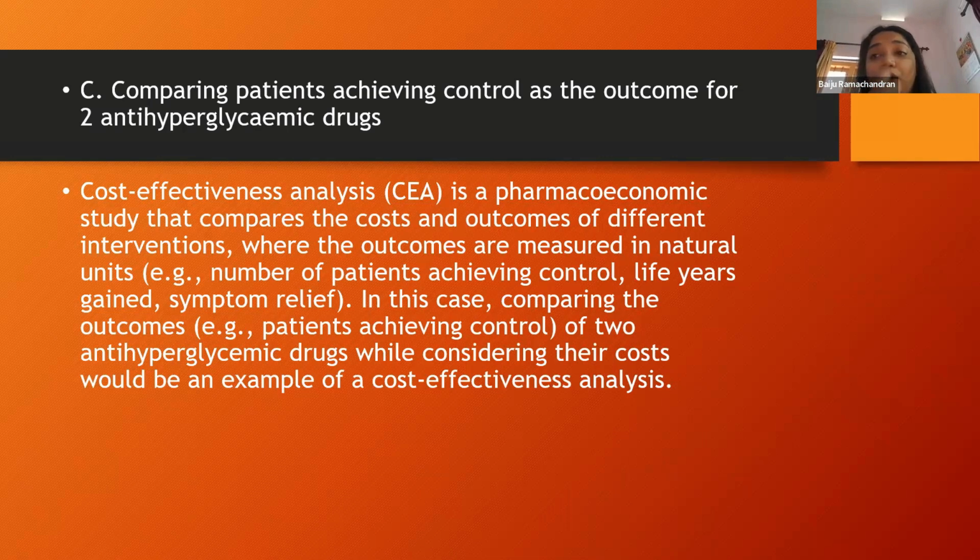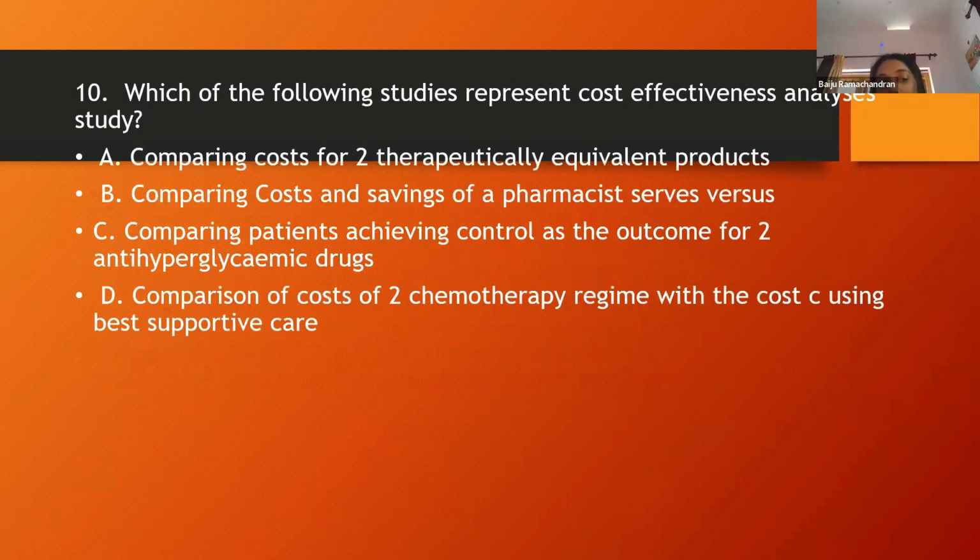When they give one drug, a particular outcome is achieved, and when they give two drugs, the outcome is achieved. So the cost is increased here, right? Because to buy one medication it will be either 10 to 20 rupees. For two drugs the cost will be more, but when the cost is more, they also get the effectiveness. So for cost effectiveness analysis, the perfect example is option C. So what will be option A? Comparing cost for two therapeutically equivalent drugs.